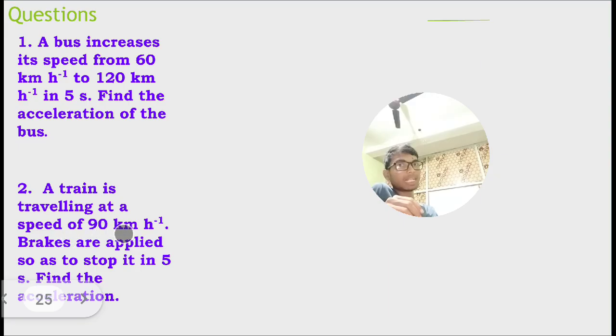Second: a train is traveling at a speed of 90 km per hour. Brakes are applied so as to stop it in 5 seconds. Find the acceleration. Of course, we know acceleration would be negative. Here acceleration is positive. So 90 and after 5 seconds, you will apply what formula? Three equations of motion. This is for you.